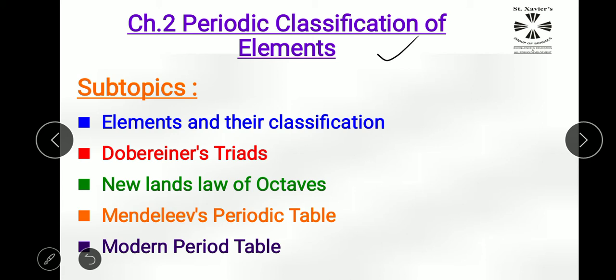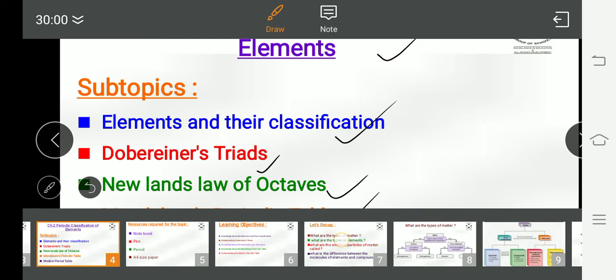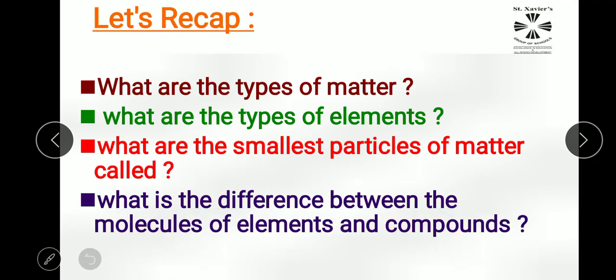In periodic classification of elements we'll learn elements and their classification, Dobereiner's triad, Newland's law of octave, Mendeleev's periodic table, and the modern periodic table. These are all the topics we are going to cover in this chapter. When we start this chapter, students, in the beginning you will see a few questions given, and these questions are as follows.